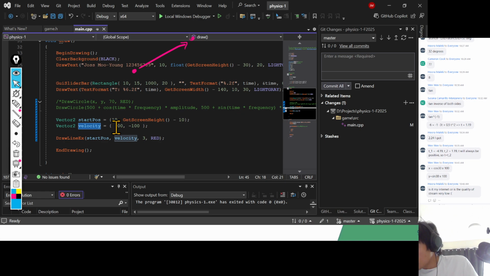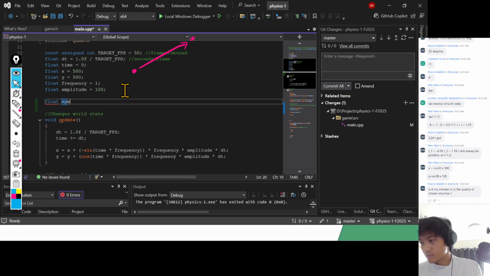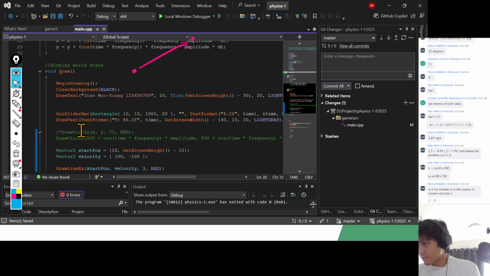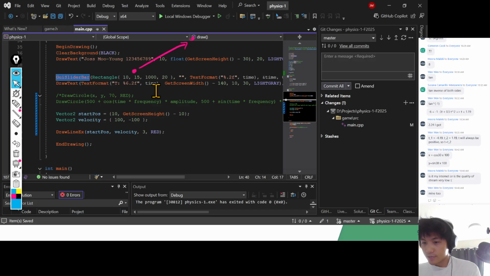Okay, so, alright, let's determine velocity correctly. Okay, I'm going to make a variable for speed. I'm not going to make a variable for everything else right now. I'm just going to make one for speed. Alright, and we can make a slider for it as well, using this GUI slider thing that we used for time.